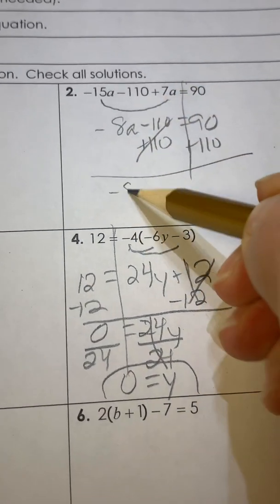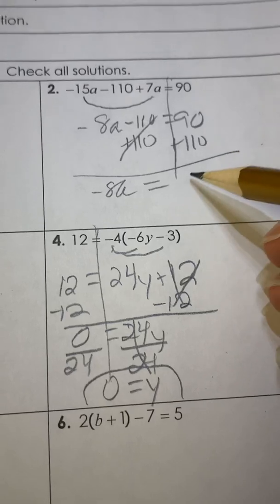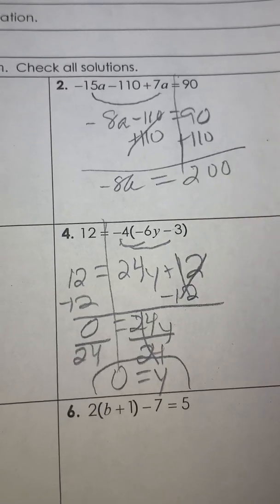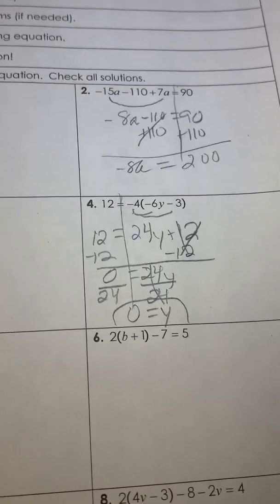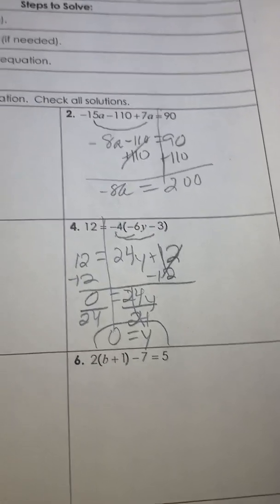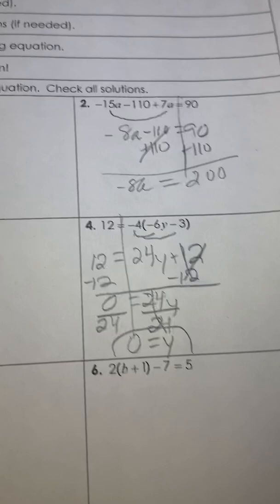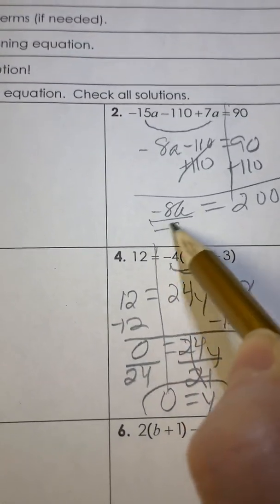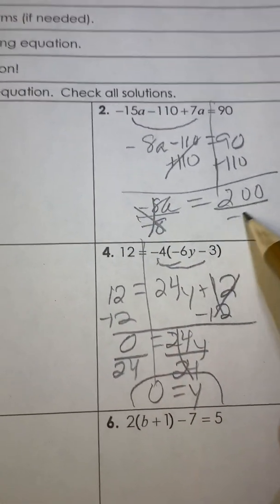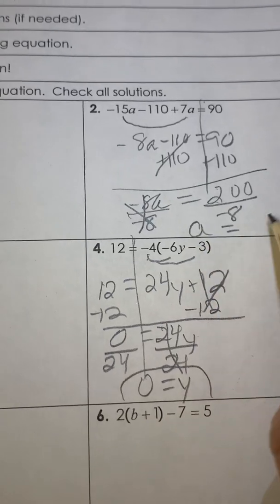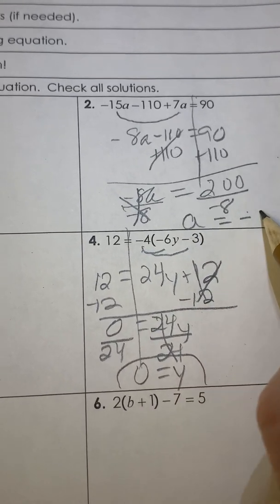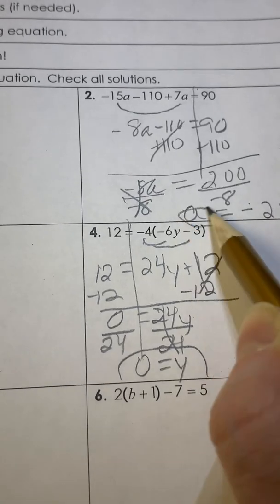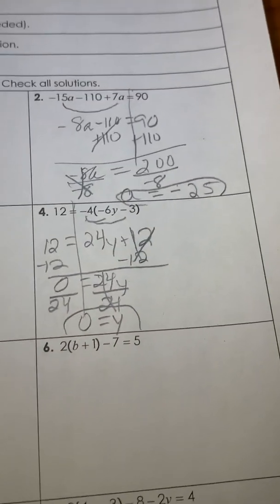Negative 8a equals 200. Still not done because I got to get the a by itself. How do I undo that wrapping paper? Divide by negative 8. a equals negative 25. All right.